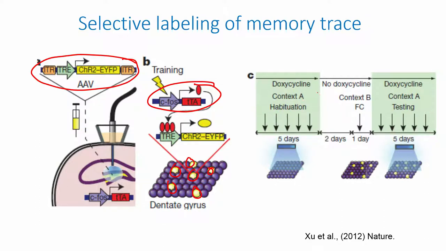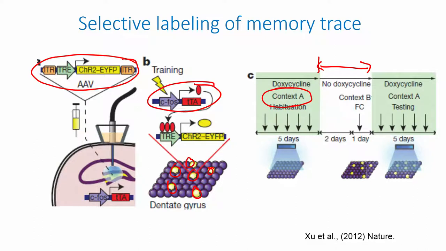So what they had done is that they have used the doxycycline to prevent the labeling of the neurons when the animal is exposed to context A, a habituation context. Then they open the window of doxycycline, no doxycycline here. Now the tTA can go ahead and trigger the expression of channelrhodopsin, thereby labeling the neurons.